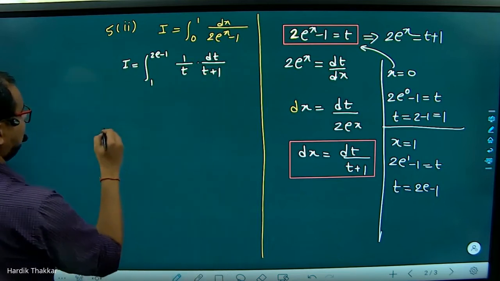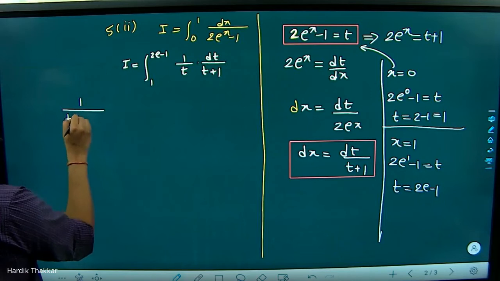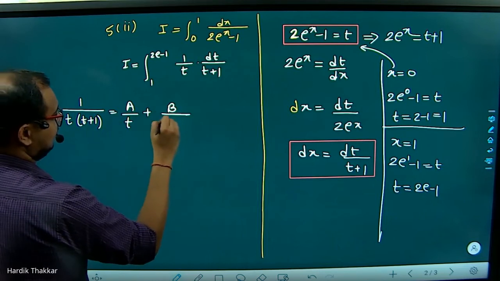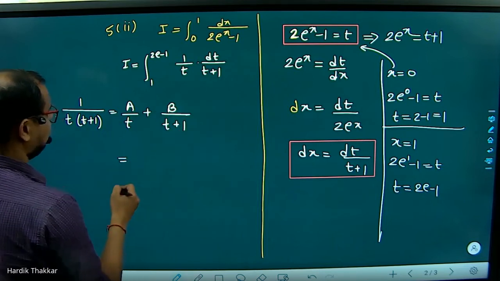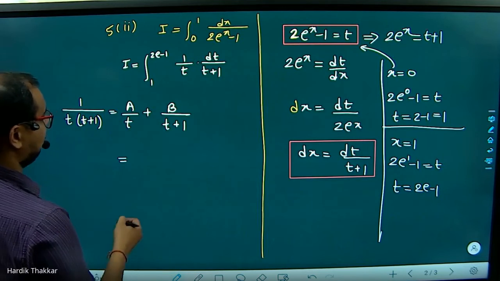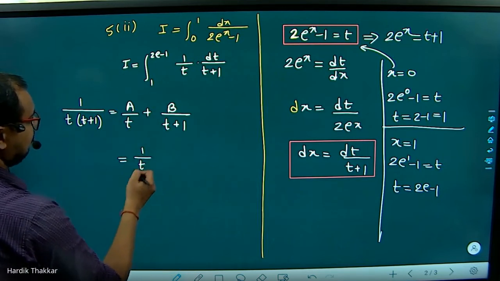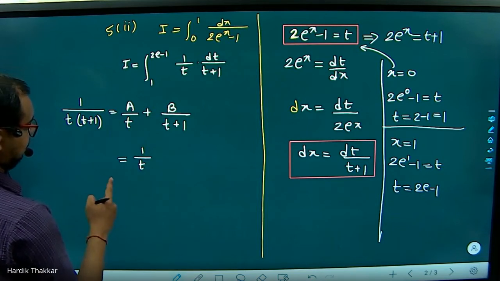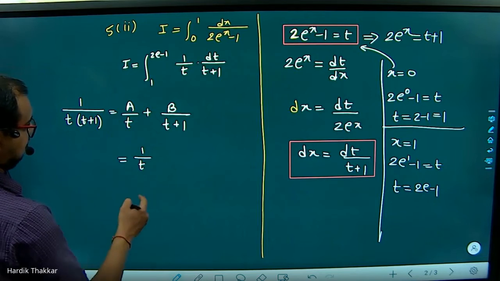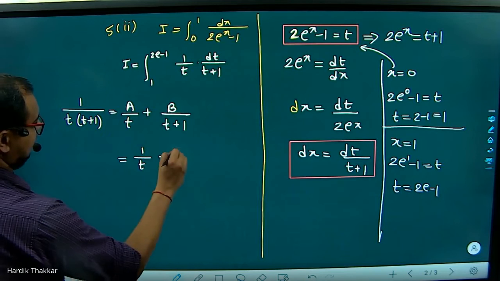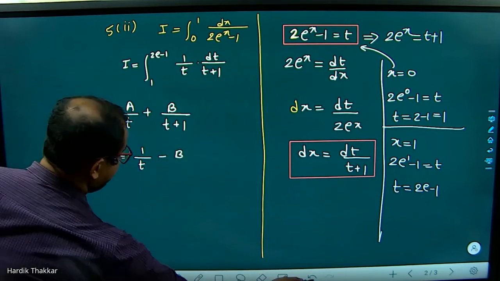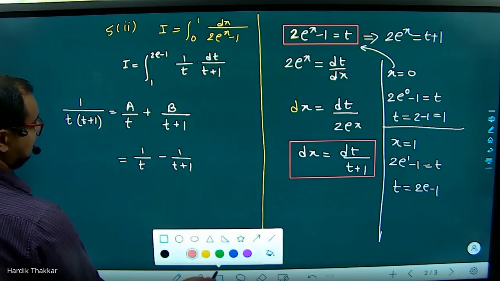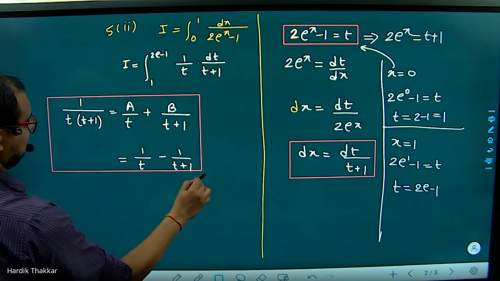Further, we can apply partial fraction here. So 1 upon t into t plus 1 will be a upon t plus b upon t plus 1. Further, you have to find the values of a and b. When you simplify, A will be 1 and B will be minus 1. So you will get minus 1 upon t plus 1. So this will be the complete expression after this partial fraction.